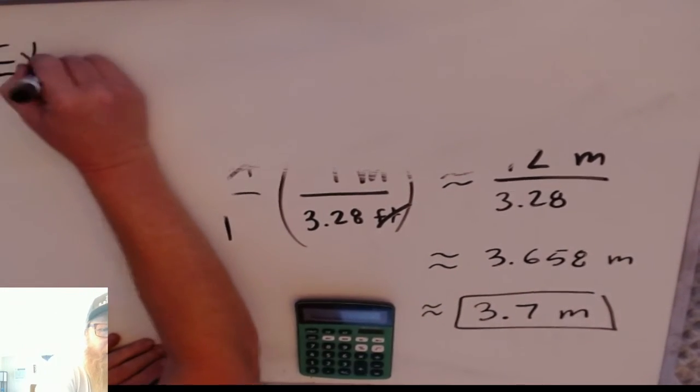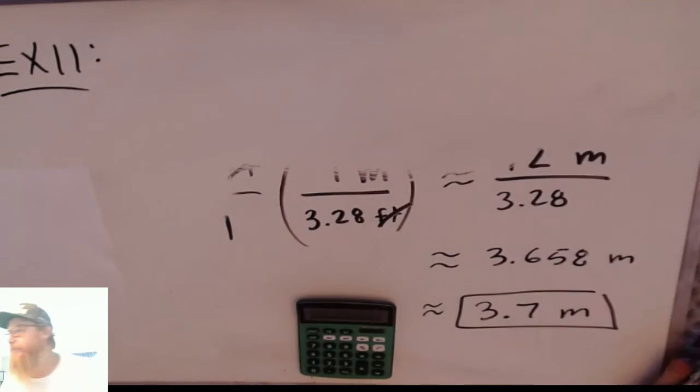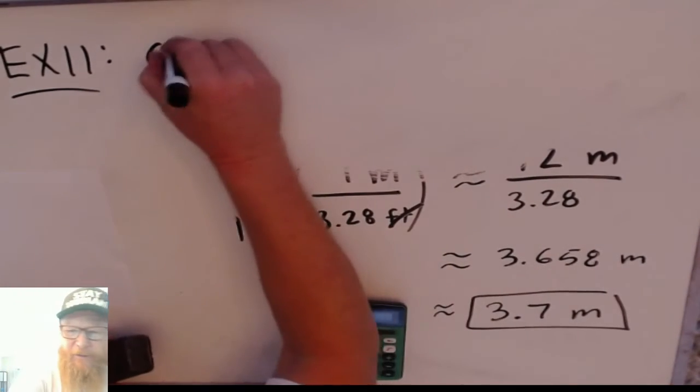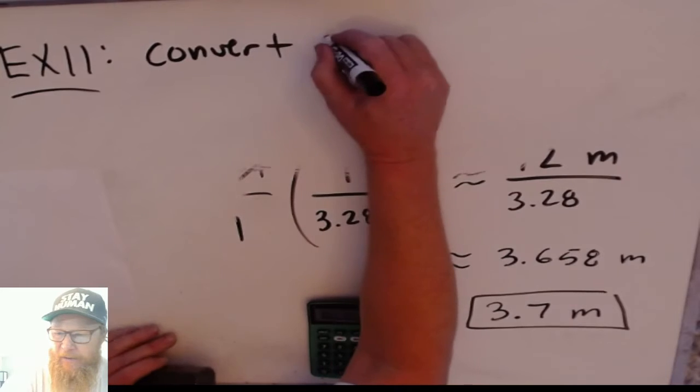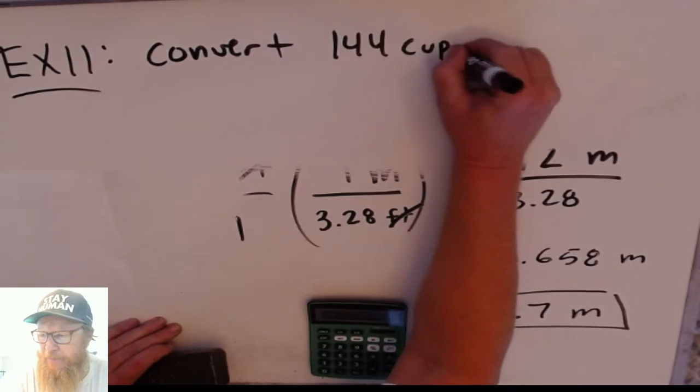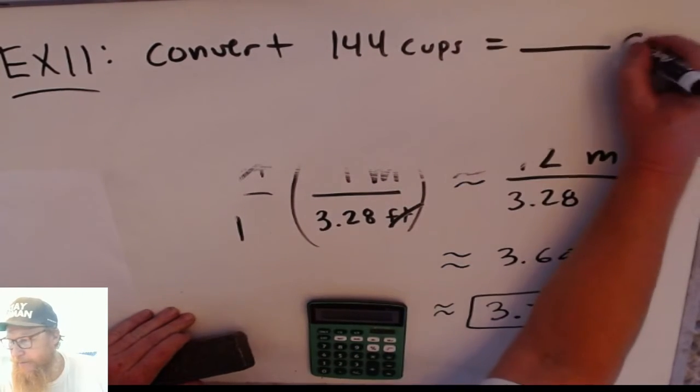So example 11. Convert 144 cups into gallons.